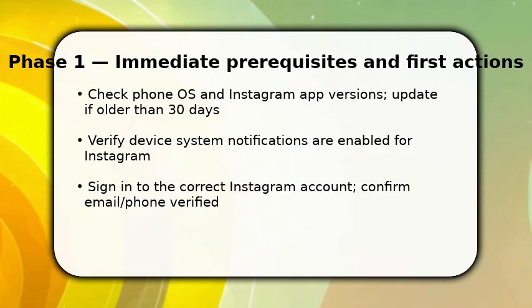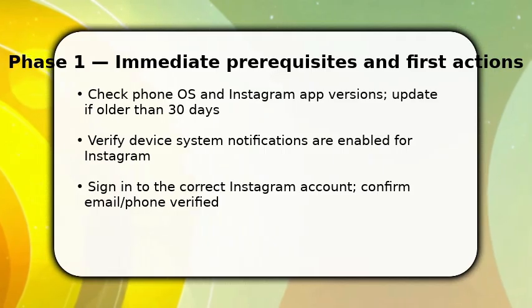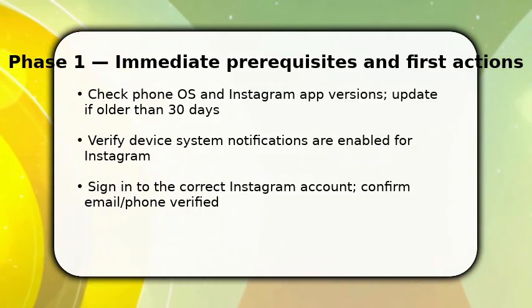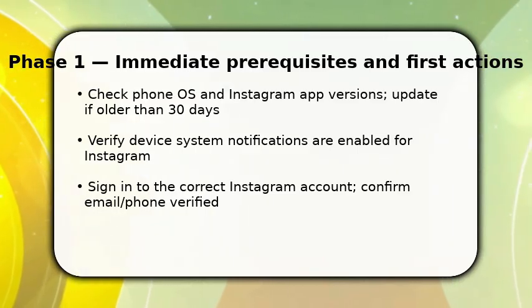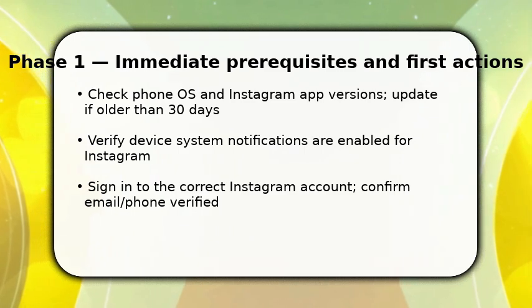Next, sign into the exact Instagram account that should receive notifications and confirm the account's email or phone is verified so delivery isn't blocked. These steps clear common permission and account mismatches that prevent notifications from appearing.